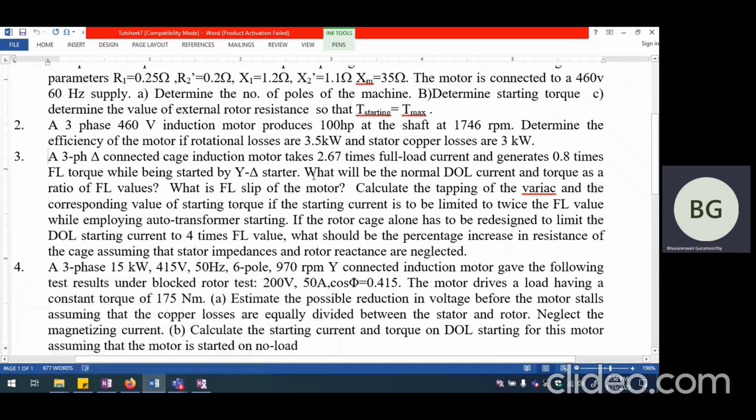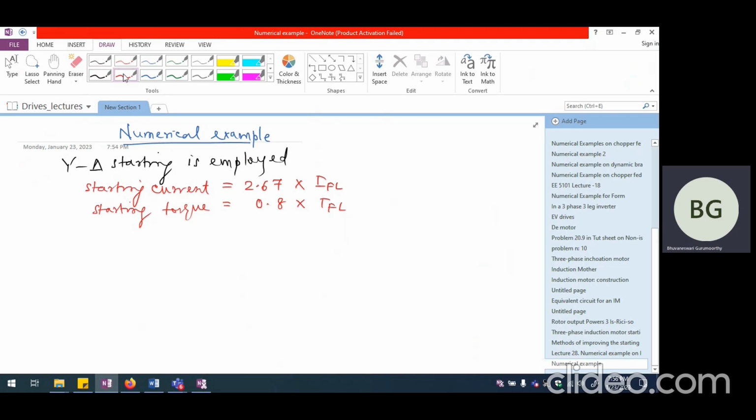Now what is being asked is what will be the normal DOL current and torque as a ratio of full load values. The first and foremost thing is that when we employ star-delta starting, 1/3 of I DOL will be I star-delta starting current. Similarly, 1/3 of T DOL will be the electromagnetic torque developed during star-delta starting.